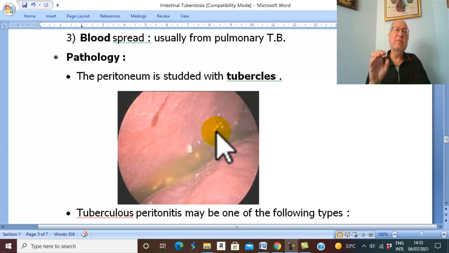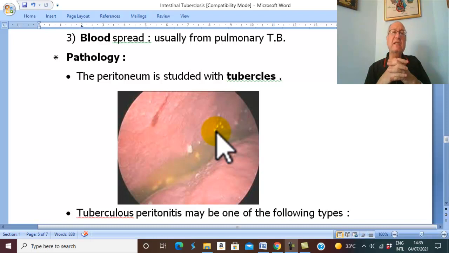There is the purulent type or caseous type, characterized by caseation and the collection of caseous material between the adherent intestine and the omentum. This collection of caseous material is called an abscess, which may lead to rupture of the abscess leading to fistula.